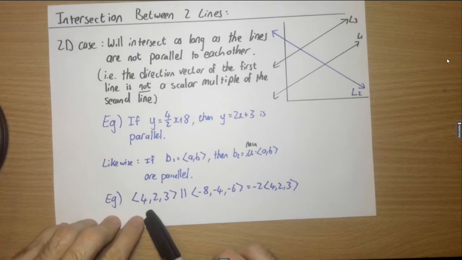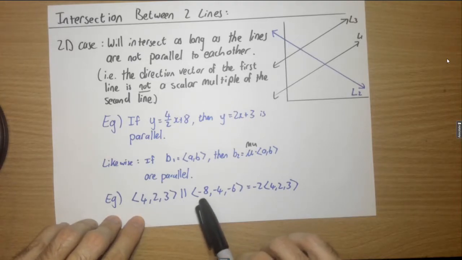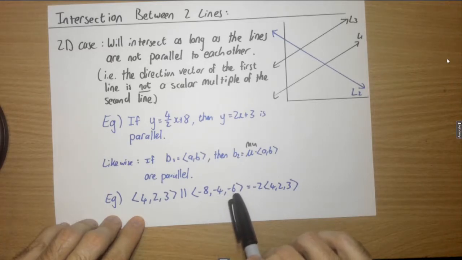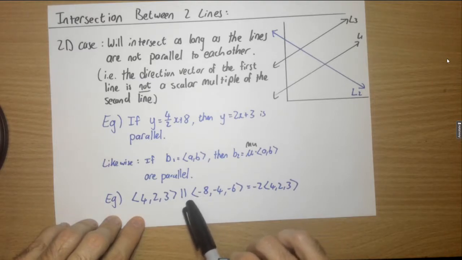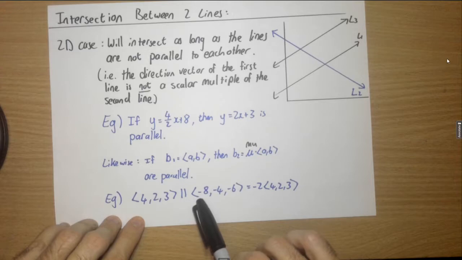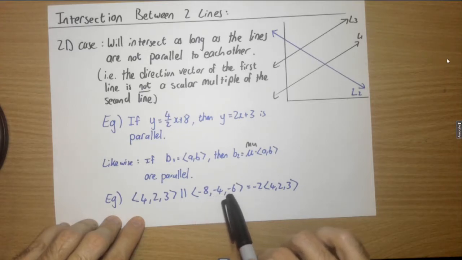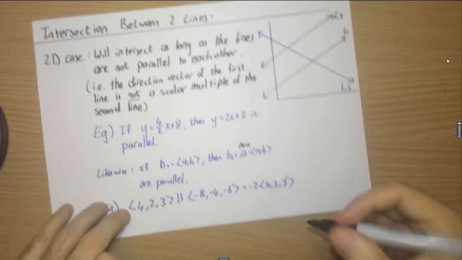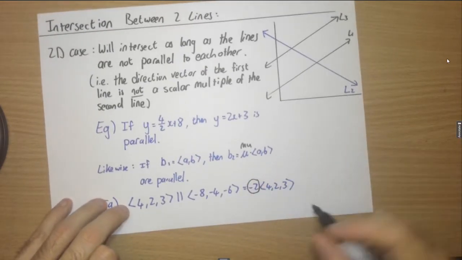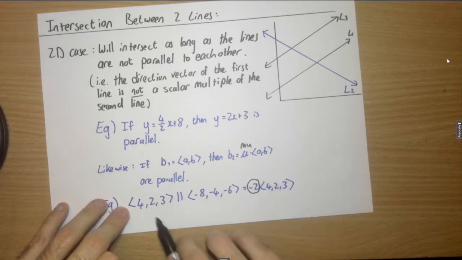So here's a quick example. If I have a direction vector 4, 2, and 3, if I have a direction vector minus 8, minus 4, and minus 6, these two are actually parallel lines if these are the direction vectors of those lines. And why is that? Because this minus 8, minus 4, minus 6 is actually a scalar multiple. So the minus 2 is the scalar multiple, and we're timesing it by the first vector there.